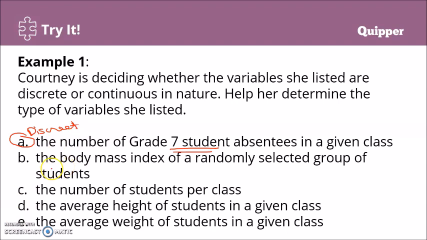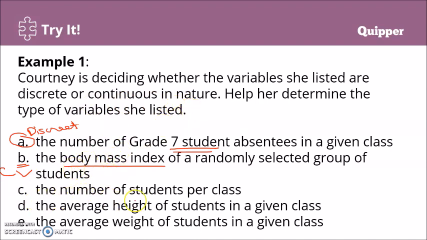Okay, discrete variable. Letter B, the body mass index. BMI, body mass index of randomly selected group of students. Body mass index, pwede siyang magkaroon ng decimals, diba? Yung performance task natin last time, body mass index, pwede siyang magkaroon ng decimals. So, letter B is a continuous variable. Okay, CV na lang, that stands for continuous variable.